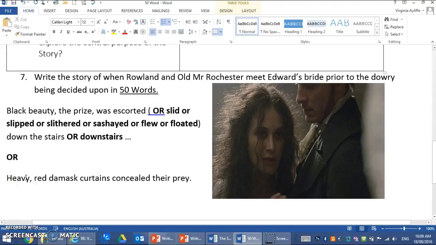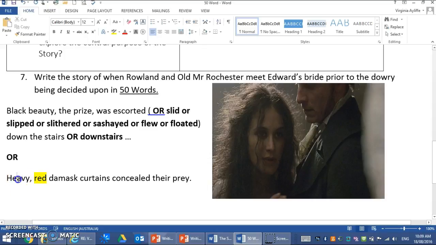If I don't like that start, perhaps I might start this way. Heavy red damask curtains concealed their prey. And perhaps I'm going to be representing Roland and old Mr. Rochester as the hunters, and here Bertha is the prey. And I might start by using this colour red, which we see in the novel. And that might give us somewhere to go in terms of the complications, this idea of death and passion.